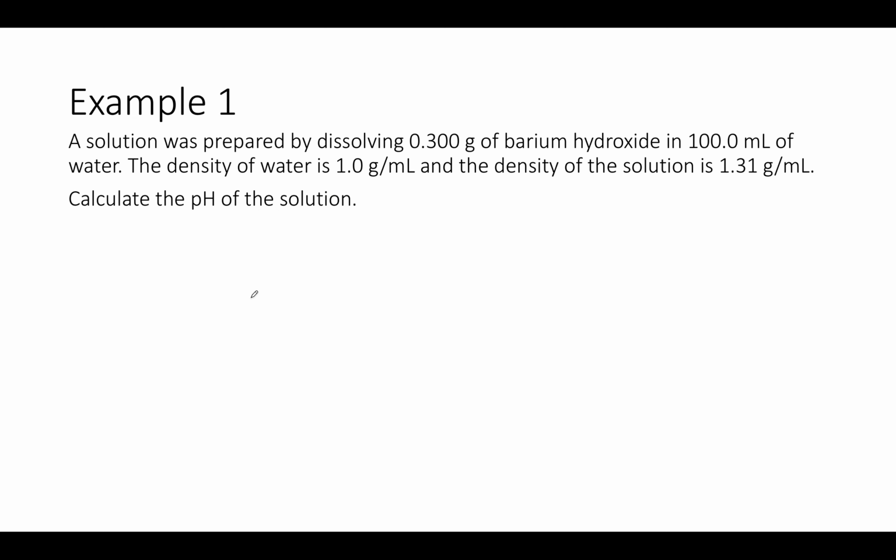First example: a solution was prepared by dissolving 0.3 grams of barium hydroxide in 100 mL of water. The density of water is 1.0, and that gives us the density of the solution. What's the pH of this solution? We know we're dealing with strong acids and bases here. Barium hydroxide is a strong base. Its formula is Ba(OH)2, so it's going to dissociate completely into one barium ion and two hydroxide ions.